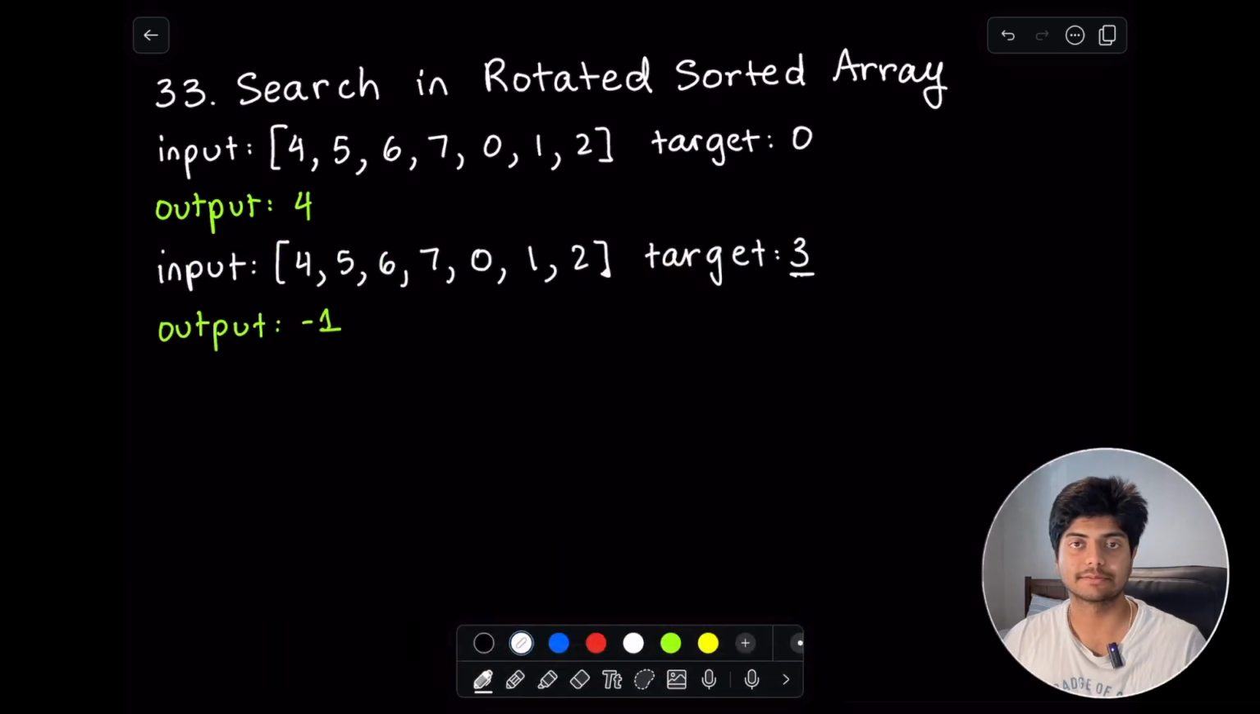Today we're going to be doing Search in Rotated Sorted Array, and that's LeetCode number 33. So let's get into it. All right, so let's get into the iPad explanation here.